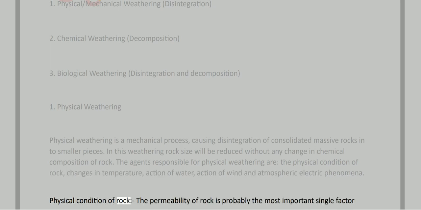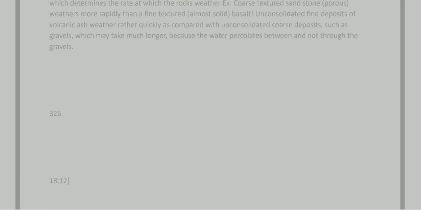Physical condition of rock. The permeability of rock is probably the most important single factor which determines the rate at which rocks weather. Coarse textured sandstone, porous, weathers more rapidly than a fine textured, almost solid, basalt. Unconsolidated fine deposits of volcanic ash weather rather quickly as compared with unconsolidated coarse deposits, such as gravels, which may take much longer, because the water percolates between and not through the gravels.